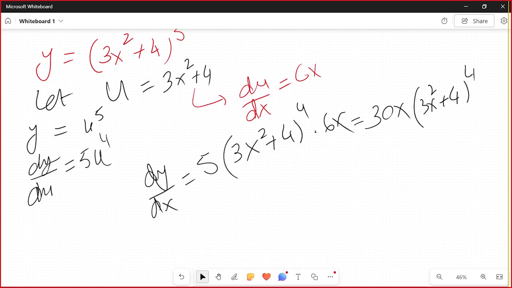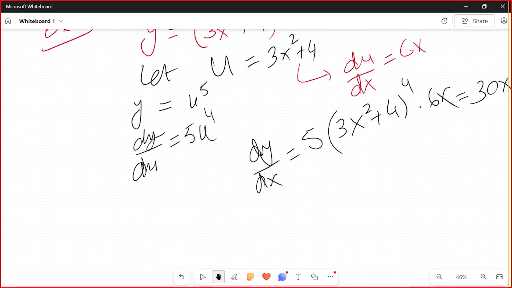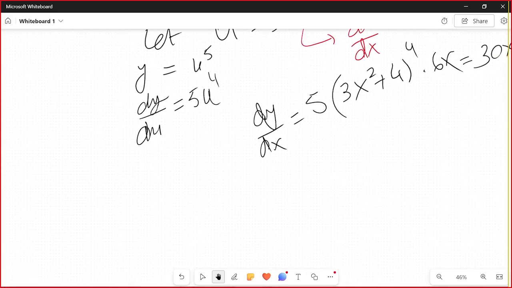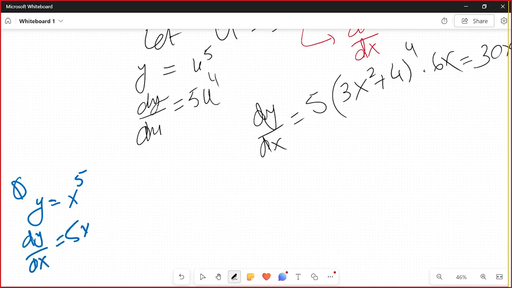Now we would learn another thing, and I would take help of this example 9 again. But before I do example 9 again, I would put a very simple question to you. y is equal to x raised to the power 5. Can you help me to solve this? What would be dy upon dx? 5x to the power 4. Yes.